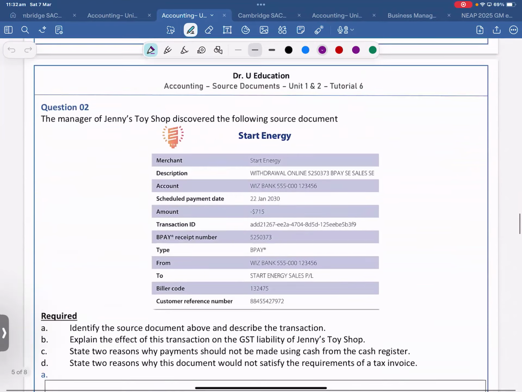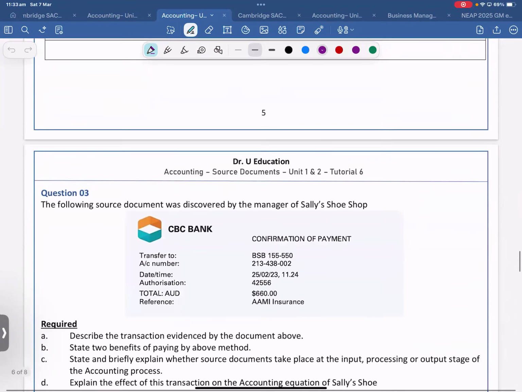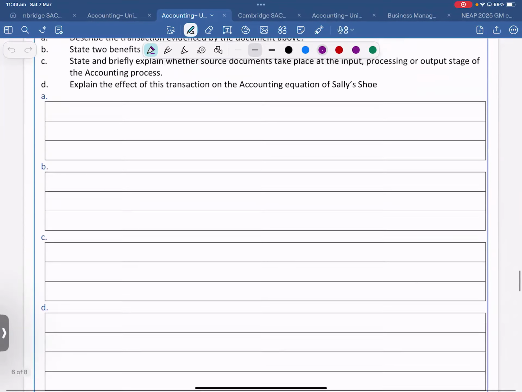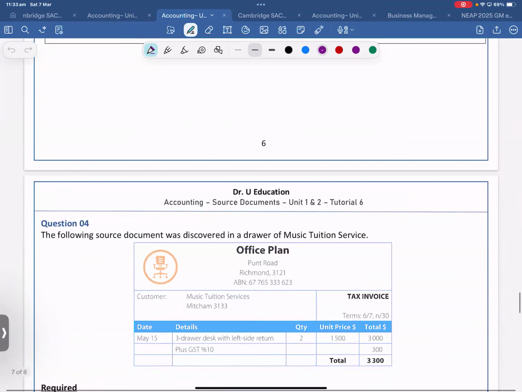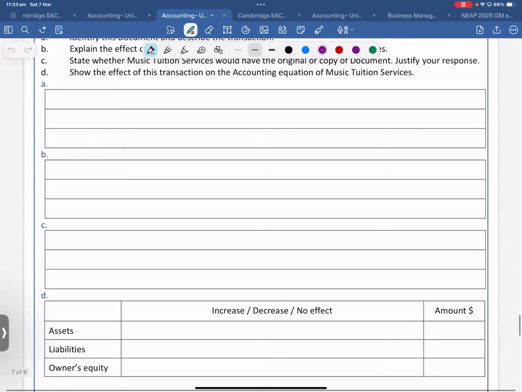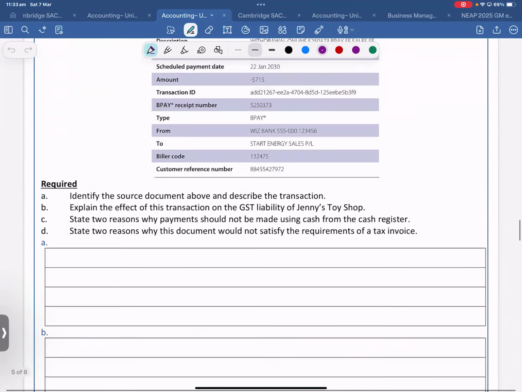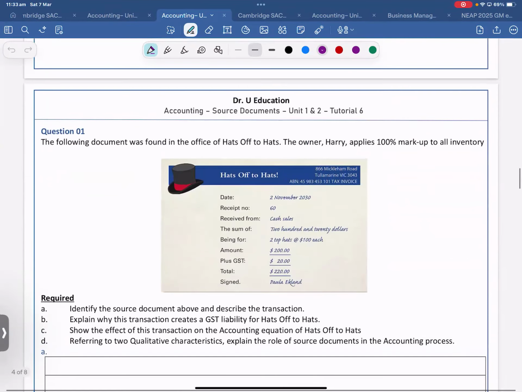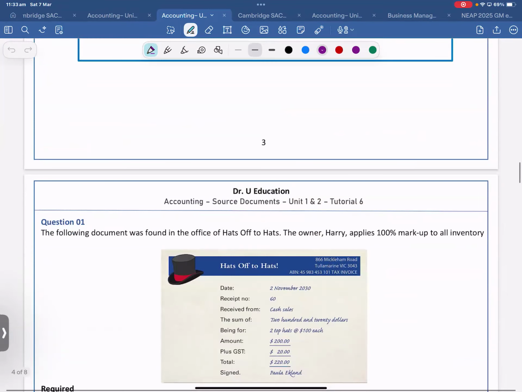These questions you still can't do, Timur. Probably we'll do it later. Right? Okay, firstly I have to introduce you to the types of source documents. Then we'll do the rest. Okay. Then thank you.